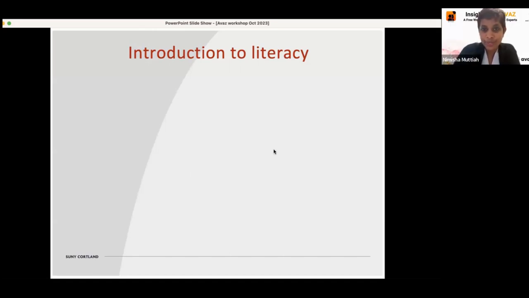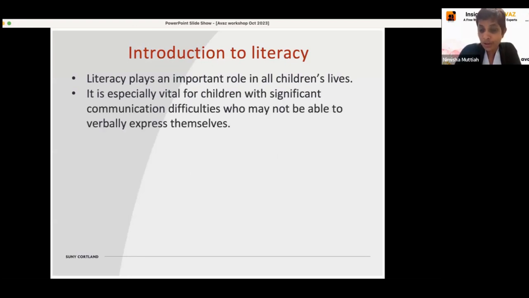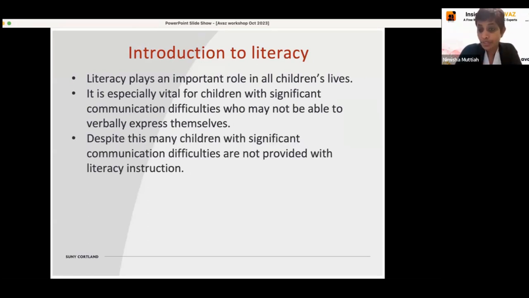I'm just going to touch on this very quickly. In terms of literacy, it plays a huge role in all children's lives, but it's especially important for children who have significant communication difficulties or complex communication needs, who may not be able to verbally express themselves. But despite how important literacy is, a lot of children with significant communication difficulties are not taught to read. That is because a lot of teachers, parents, and even SLTs or SLPs think that in order to learn to read, the child should first be able to speak.